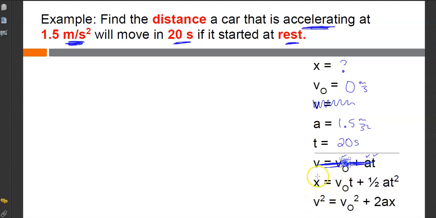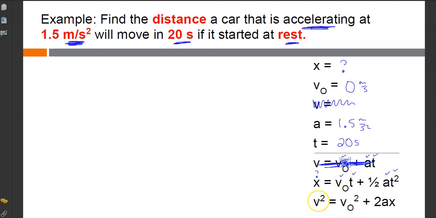How about this one? X. I'm looking for X. Oh yeah, I got V naught, I got A, I got T. See how I can solve that? That formula will work for me in this case because the 4 variables that I have are all included right there in that formula. Let's just try the last one here just to kind of get a feel for this.